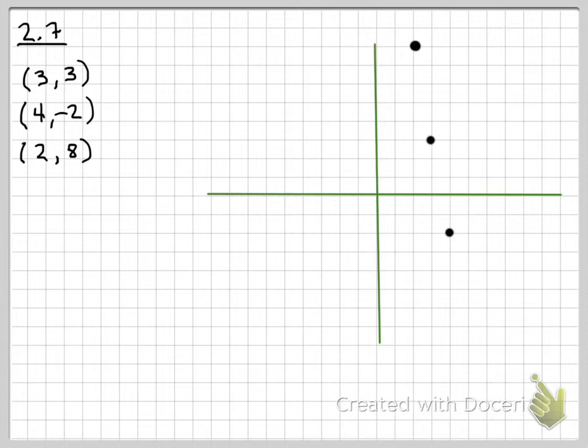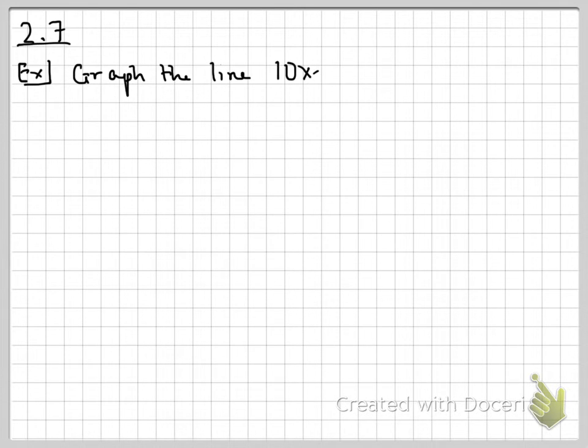And to finish this problem up, we just draw a line through those. And we want to make sure that we put arrows on both ends because it does continue to go in both directions. All right. Now we're going to graph using the intercepts. Alright, for our example with the intercepts, it's going to say graph the line 10x plus 4y is equal to 8 by finding the intercepts.